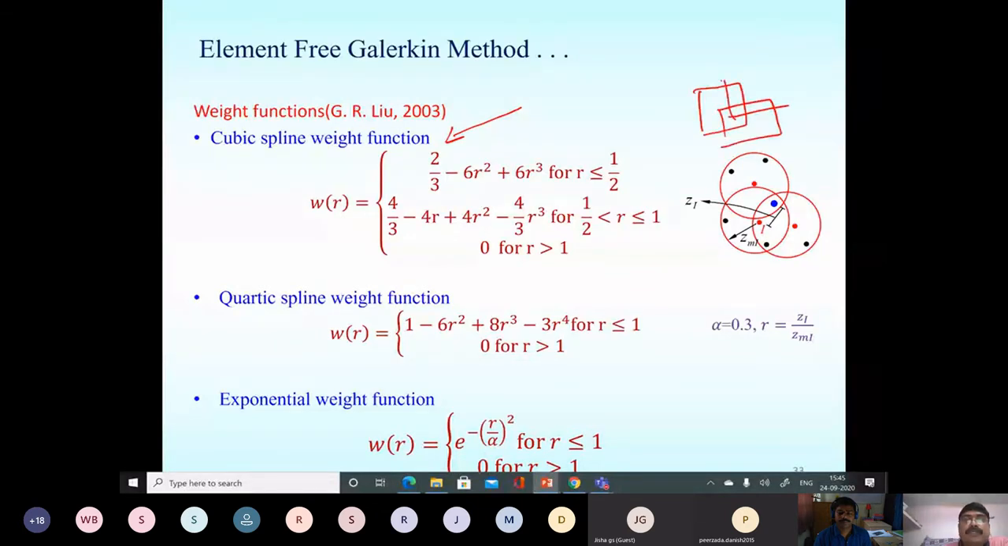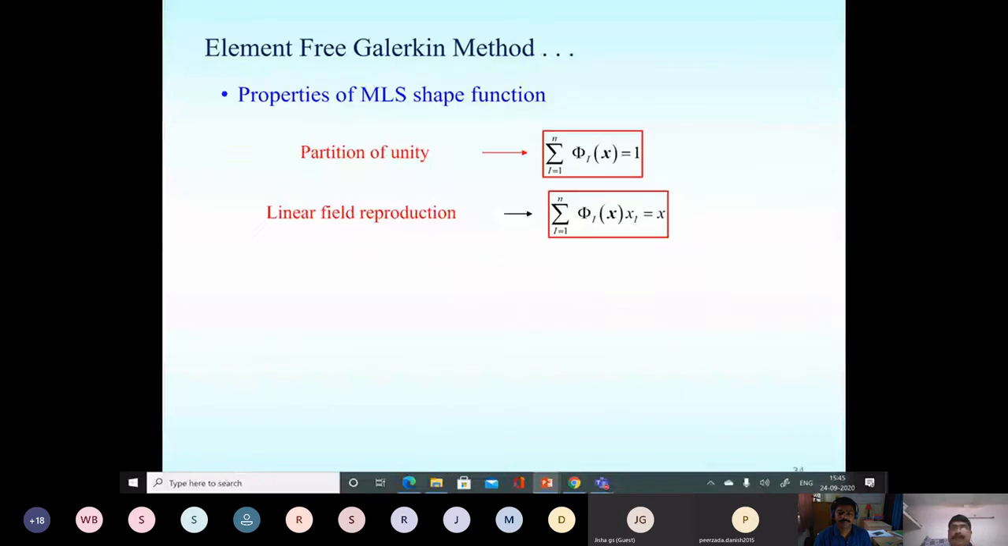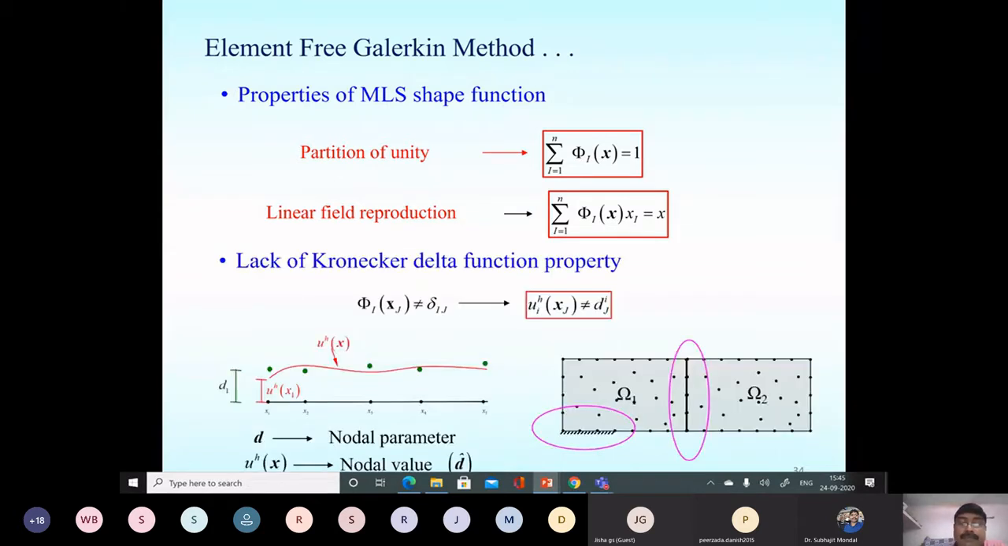Looking at the properties, it has partition of unity and linear reproduction. All these properties, as in the Lagrangian shape function, the MLS shape function also possesses. However, there is a major property that the Lagrangian shape function has, and MLS doesn't have: the Kronecker delta property, and that creates a lot of issues. That means if you pass xi, I should get 1 when I evaluate at xi, but it is not.